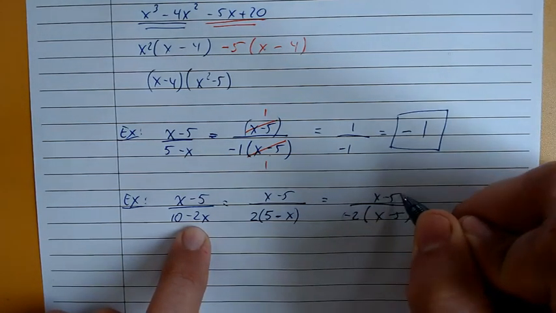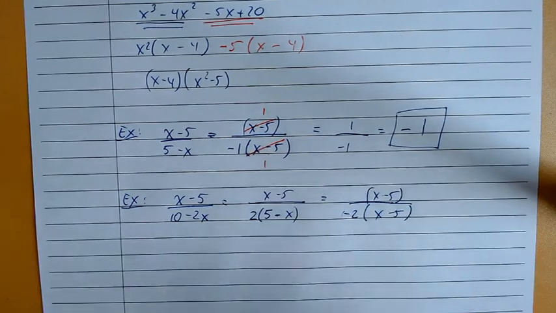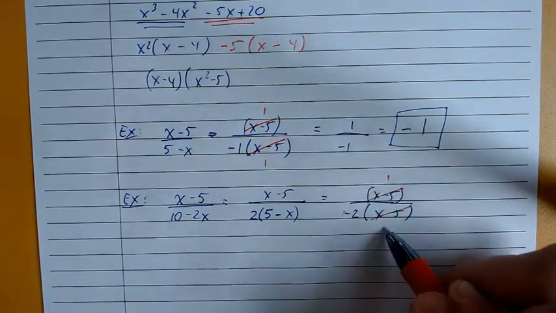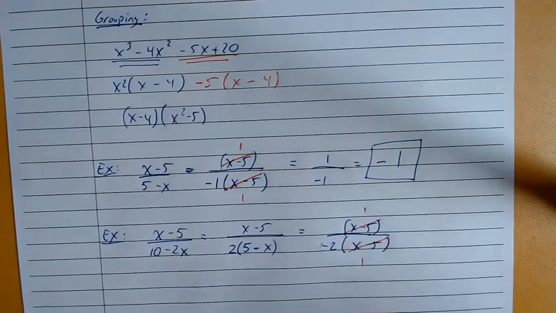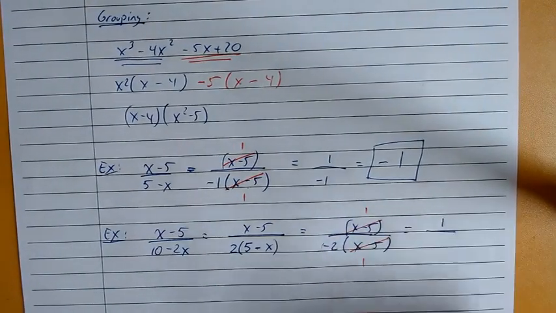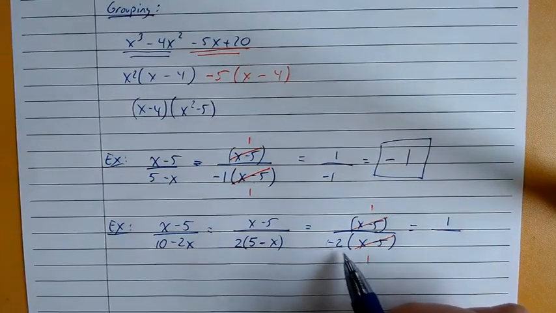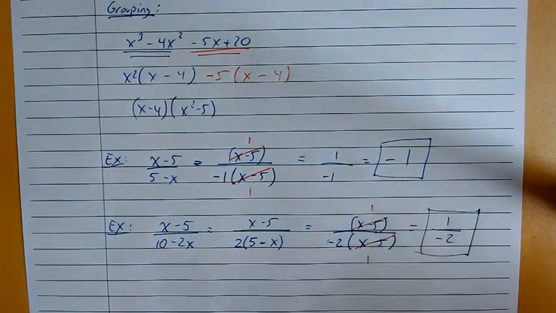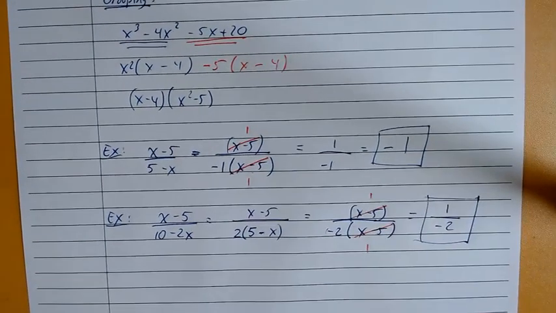And so now the numerator and the denominator have common factors. These divide out to give us 1 over 1. And so now our result is the number 1 in the numerator. In the denominator, we have negative 2 times 1, which is negative 2. And there's our result, 1 over negative 2.